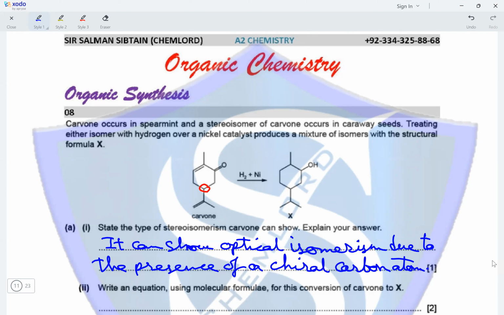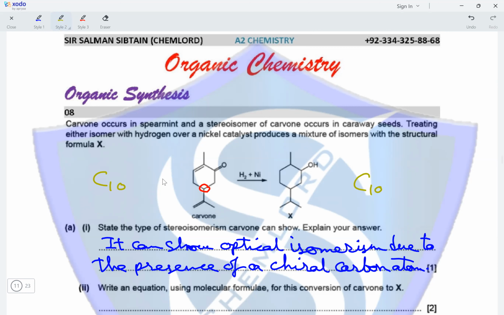Write an equation using molecular formulae for this conversion of carvone to X. So what they want us to do is to convert the skeletal formula here into a molecular formula. So we need to add up the carbon, hydrogen, and oxygen atoms for carvone and for structure X. So let's do that. In carvone, 1, 2, 3, 4, 5, 6 carbon atoms in the ring, 7 on top, 8 at the bottom, 9 and 10. So we've got C10 here, so we would have C10 in X as well.